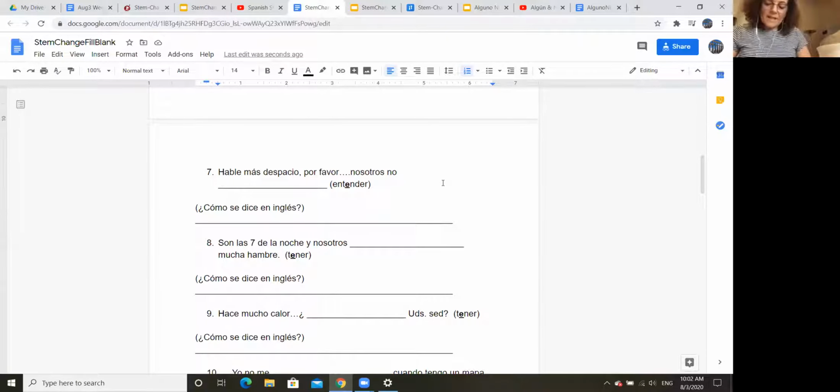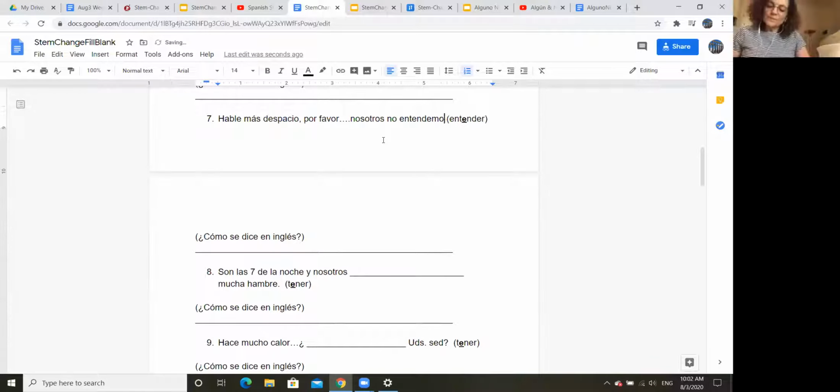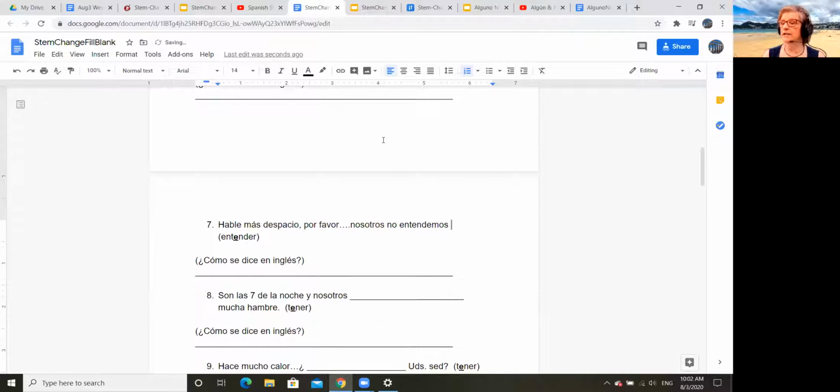Habla más despacio, por favor. Nosotros no entendemos. Entendemos, and this one does not do the stem change. Nosotros and vosotros do not get the stem change, those two. Because we don't use vosotros in the Latin American side of Spanish, it's kind of not an issue; it is in Spain. So you just really need to know that the nosotros form does not get the stem change. It goes back to whatever vowel originally was in that infinitive.